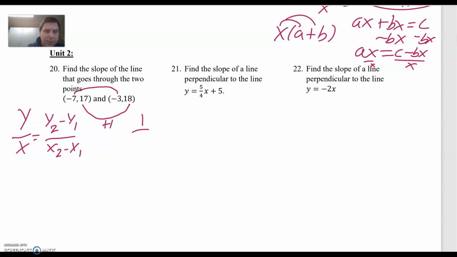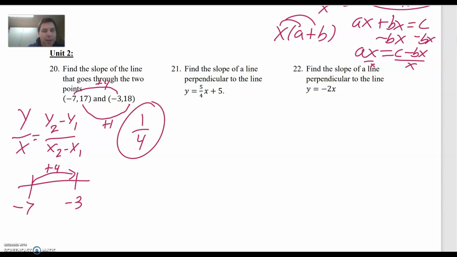To go from the x's, -7 to -3, notice that went right 4. The reason why I say right is think about it as a number line. Here's -7, -3 would be on this side. It had to go right, which is positive. So this would be plus 4. So my slope would be 1 over 4, and that is it. So I prefer doing it in that method, but you're welcome to use this as well. But it's pretty quick if you think about how much did it change with the y's and how much did it change with the x's.